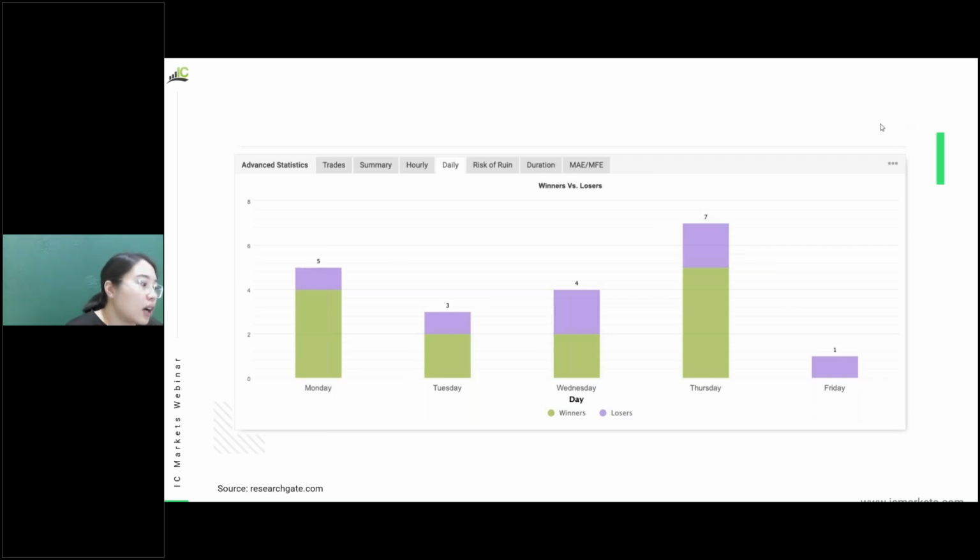So Everest took 5 trades, won 4 trades, on Monday. This is very recent. And lost 1 trade. On Tuesday, took 3 trades, won 2 trades, and lost 1 trade. On Wednesday, took 4, won 2 and lost 2. On Thursday, took 7, won 5 trades, lost 2 trades. And on Friday, last week, lost 1 trade.